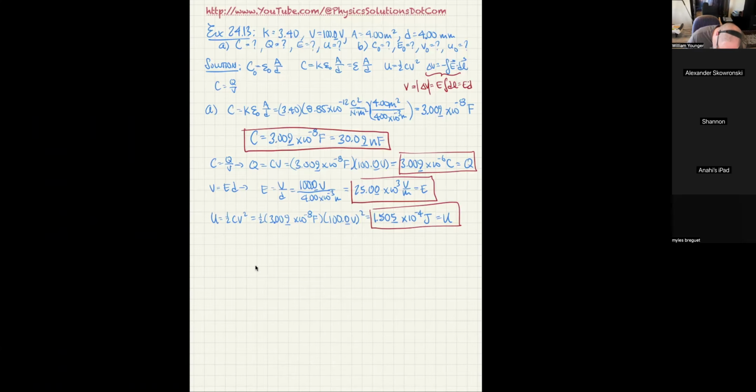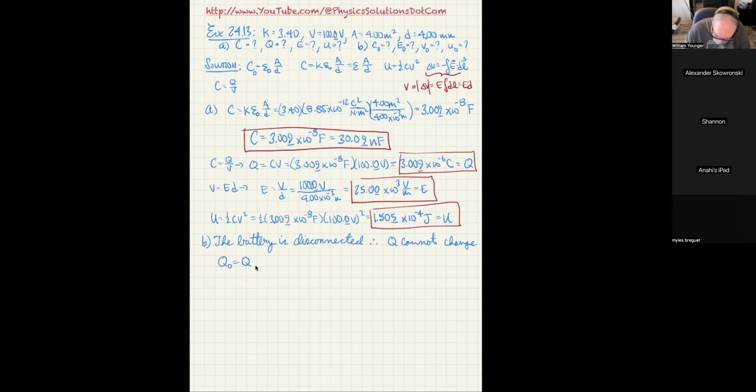So for part B, the battery is disconnected. Therefore, Q cannot change. Because of that, we're going to say Q0 equals Q like that. And now we're going to go about calculating the parts that they asked for.